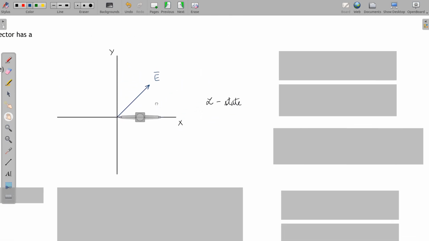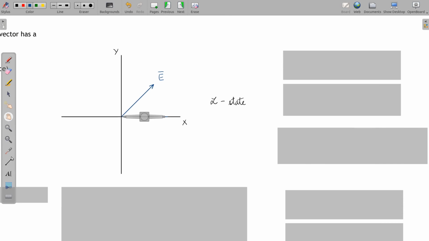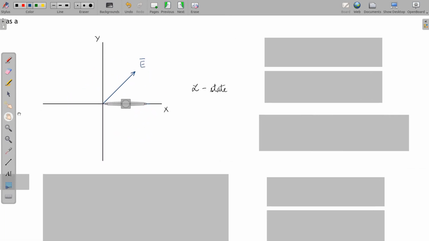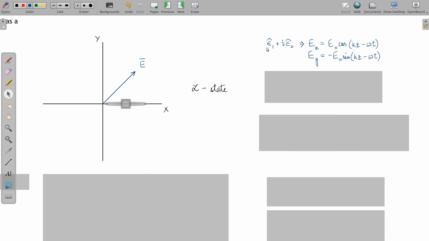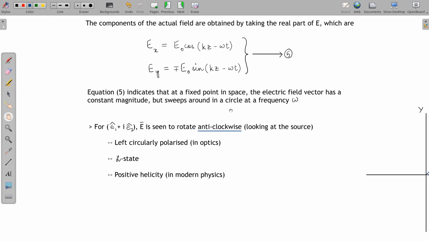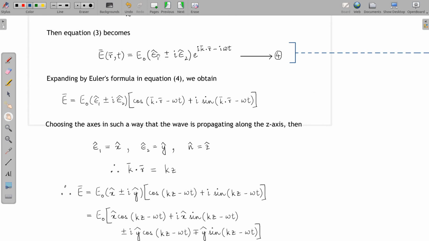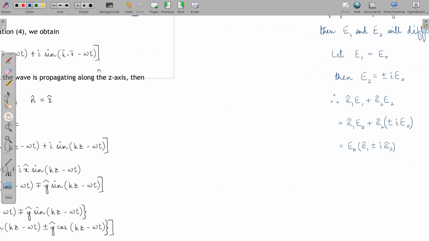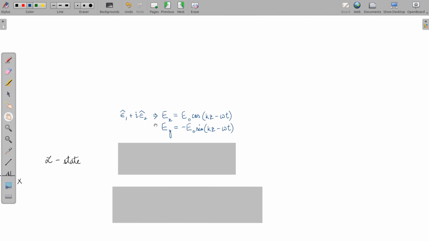We can understand that as time progresses, the tip of this electric field is going to trace out a circle in the anti-clockwise direction. We just need to work this out only once. This is the combination of basis vectors that I have chosen, epsilon 1 plus i epsilon 2. Because we have epsilon 1 plus or minus i epsilon 2, I have chosen the upper symbol. So that's why we have epsilon 1 plus i epsilon 2.